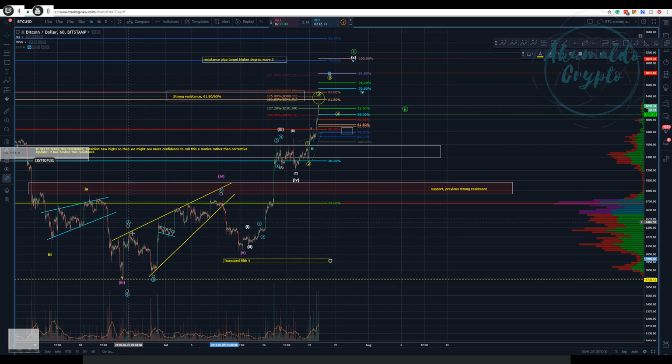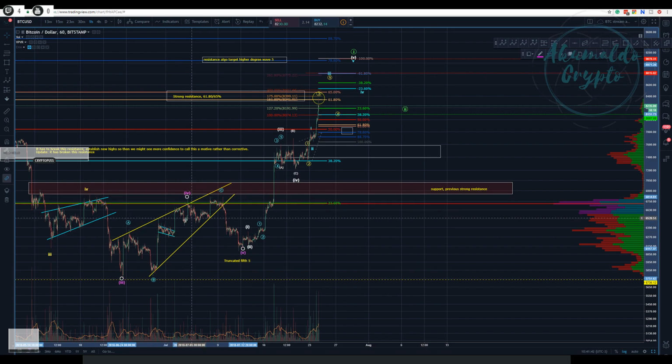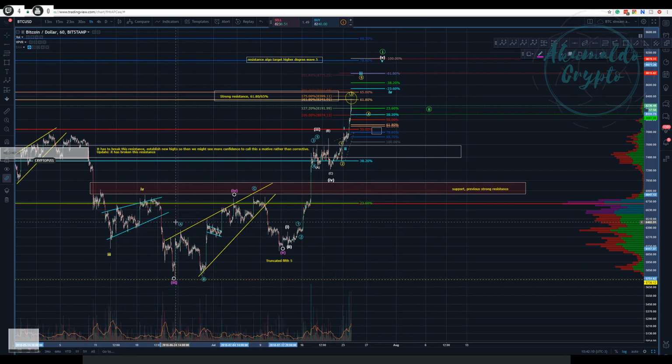Because I have this ABC, this wave here. I am assuming that this is not an impulse, but a correction. The way I look at it, it's an ending diagonal wave C, and then we have our 5th wave to end it. A, B, and C. This is the way I count it. It doesn't change a lot. I've seen some analysts counting this as a 1, 2, 3. I don't see this wave here as impulse, but rather as corrective.